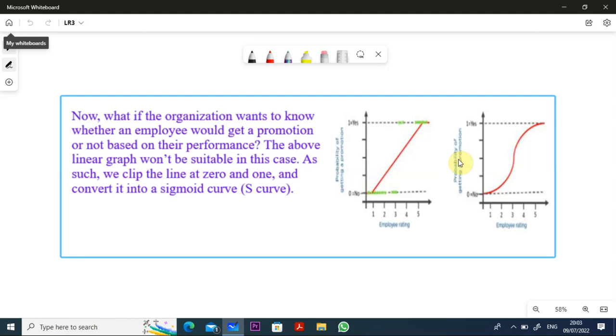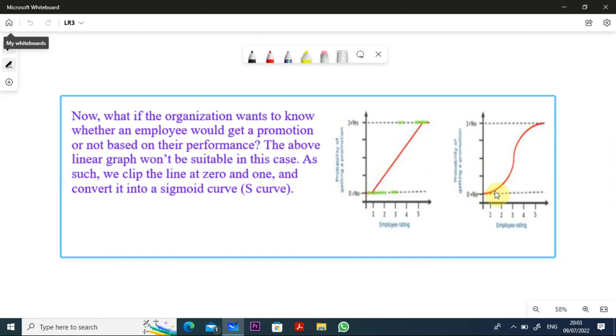So in that case, we try to use another thing, what we call the logistic function or logistic regression. In this logistic regression, we clip the line at 0 and 1, so the value will be between 0 and 1. The minimum value is 0 and the maximum value is 1, and it will be converted to a sigmoid curve, just like an S shape.